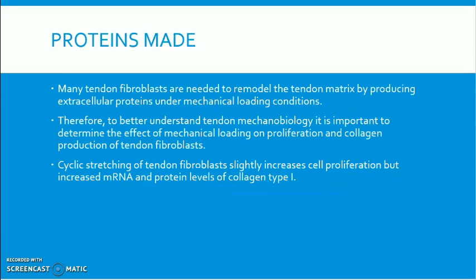Many tendon fibroblasts are needed to remodel the tendon matrix by producing extracellular proteins under mechanical loading conditions. Therefore, to better understand tendon mechanobiology, it is important to determine the effect of mechanical loading on proliferation and collagen production of tendon fibroblasts. Cyclic stretching of tendon fibroblasts slightly increases cell proliferation but increases mRNA and protein levels of collagen type 1.